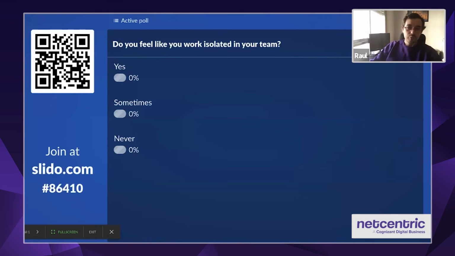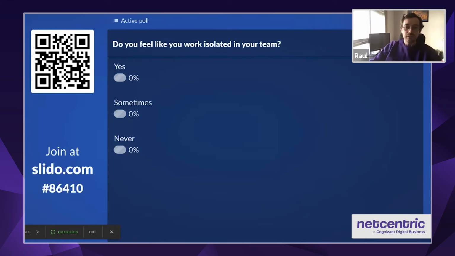So now we have one of those polls that I was mentioning before we jump into the next topic. So what do you think? Do you feel like you work isolated in your team, or do you feel like the testers in your team are isolated? So let's see if anyone is able to log in and give some answers to this.